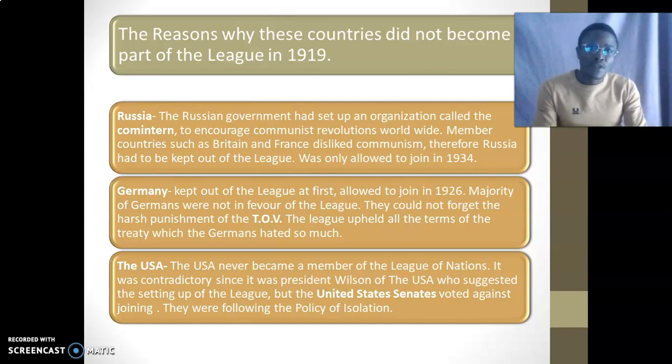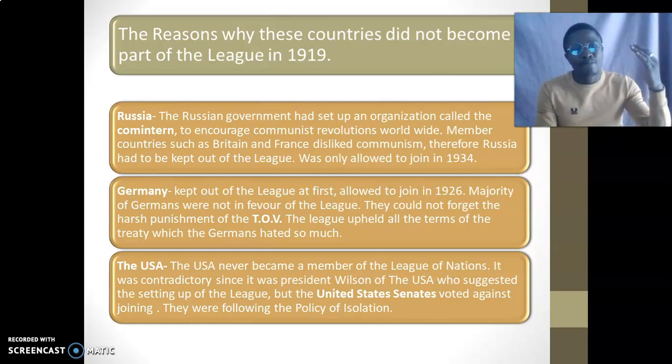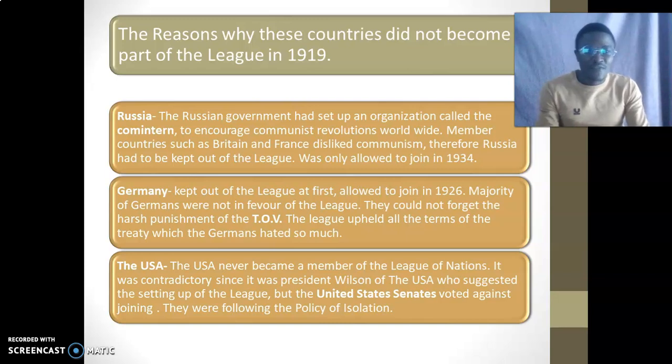But the main point here is that the USA, Woodrow Wilson, was the forerunner of the League of Nations. But then at the end of the day, the United States Senate, that is like the highest law-making body in the United States, more of a parliament or something, voted against joining, so they did not want to be part of the League of Nations.